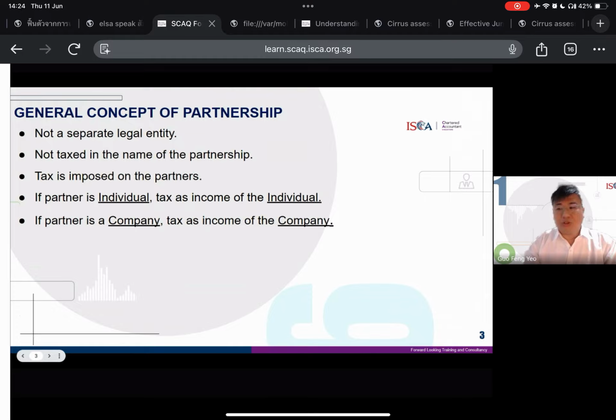That would also mean that in terms of how we treat the profit received by the partners in their own respective returns, it depends on the form that the partners are in. If the partner is an individual, he will have to report the profit in his income tax return. If the partner is a corporation, such as a private limited company, it will then have to report its profit received as part of its corporate income tax return.